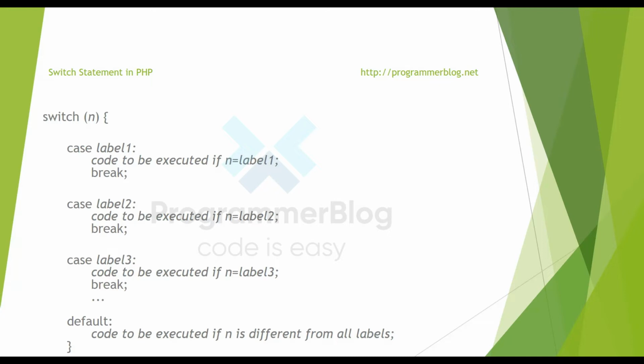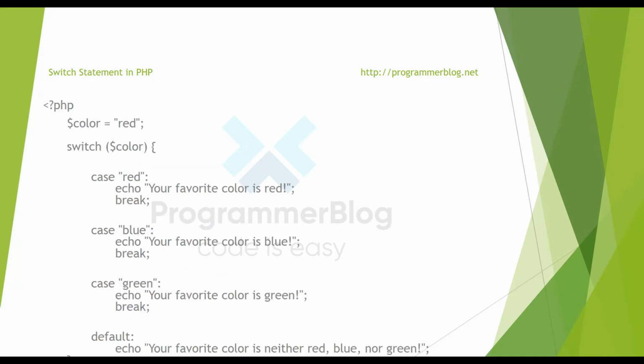Let us go through an example script. Over here we have an example code for the switch statement. A $color variable whose value is red, and a switch statement where we evaluate the $color variable, and we have multiple case statements. The first case statement evaluates for the value red, and after the colon we have a statement echo your favorite color is red.